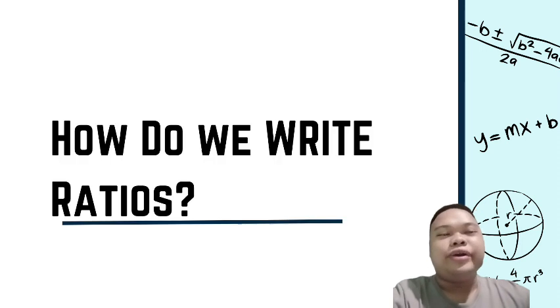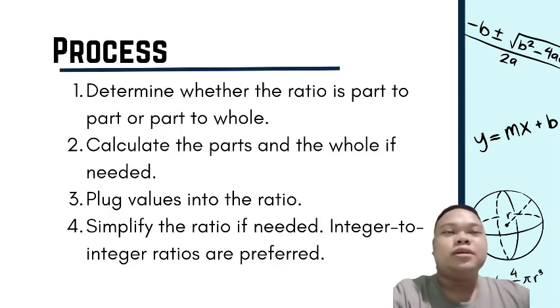So, how do we write ratios? This is the process on how to write ratios. The first is to determine whether the ratio is part-to-part or part-to-whole. The next is to calculate the parts and the whole if needed. Number three is to plug the values into the ratio. And number four is to simplify the ratio if needed. Integer to integer ratios are preferred.